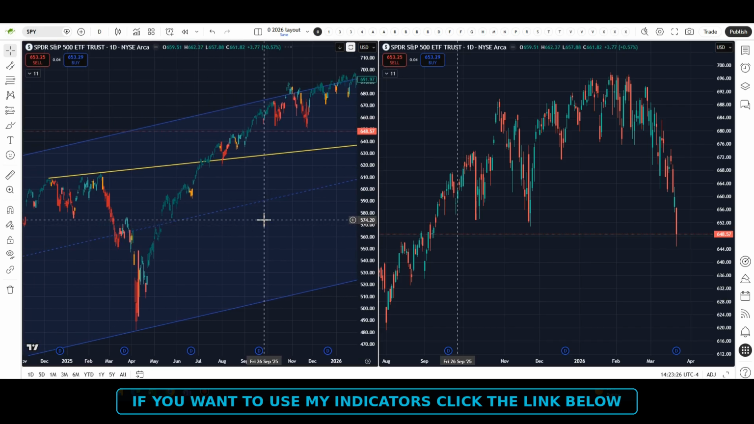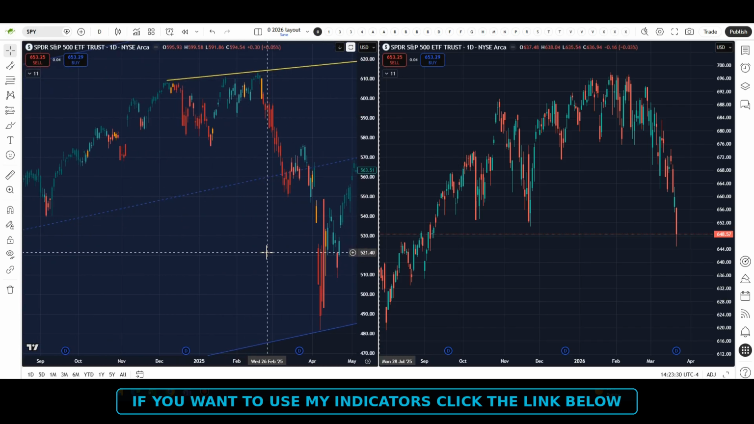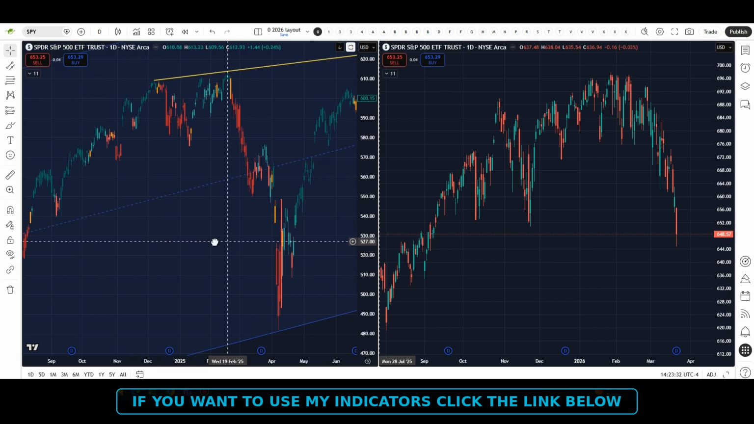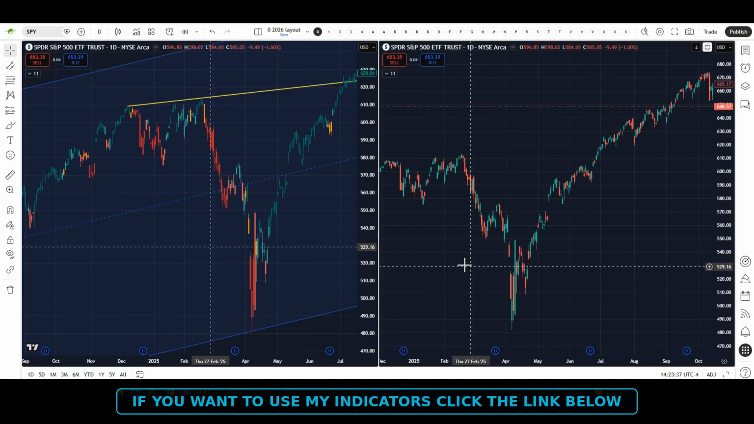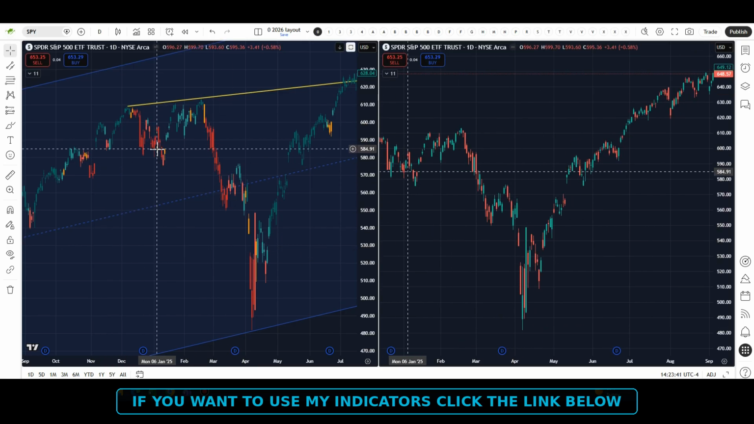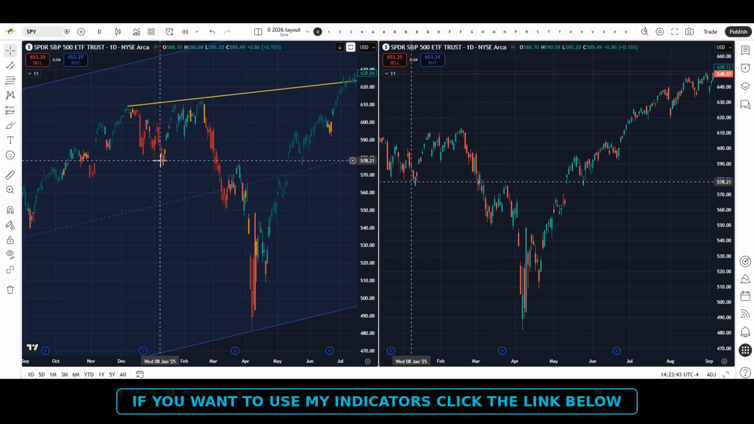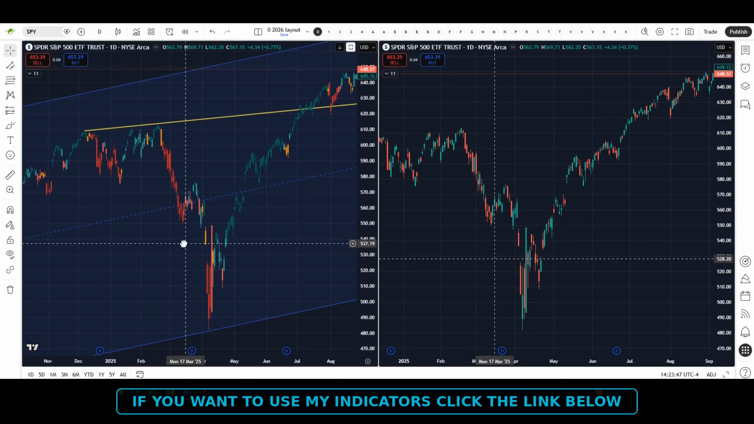And we can see these transitions prior to the April 2025 crash. It's the same deal. We're bearish here, bullish here, neutral, and we're transitioning.